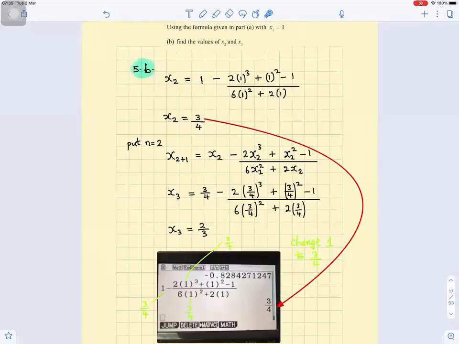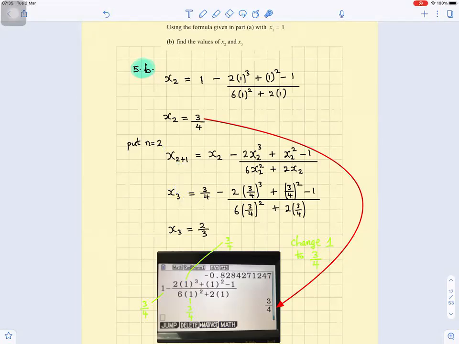So for question 5b, using the formula given in part A, find the value of x2 and x3. So we want to go for x2. We substitute 1 there, and that'll give us x2 to be 3 over 4. And now, if we put n equals 2, 2 plus 1 is 3, so that'll give you x3.